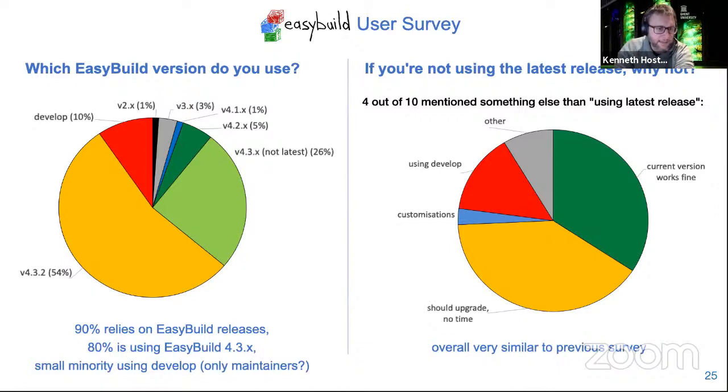Also here, 80% is using EasyBuild 4.3, so very close to the latest release. And over 50% is using the latest release, which was released somewhere mid-December, I think. So that's also a good sign. There's quick adoption of the new EasyBuild releases. So that means that the jump to a new version is quite easy to make. Nothing breaks usually when you update to a new EasyBuild version.